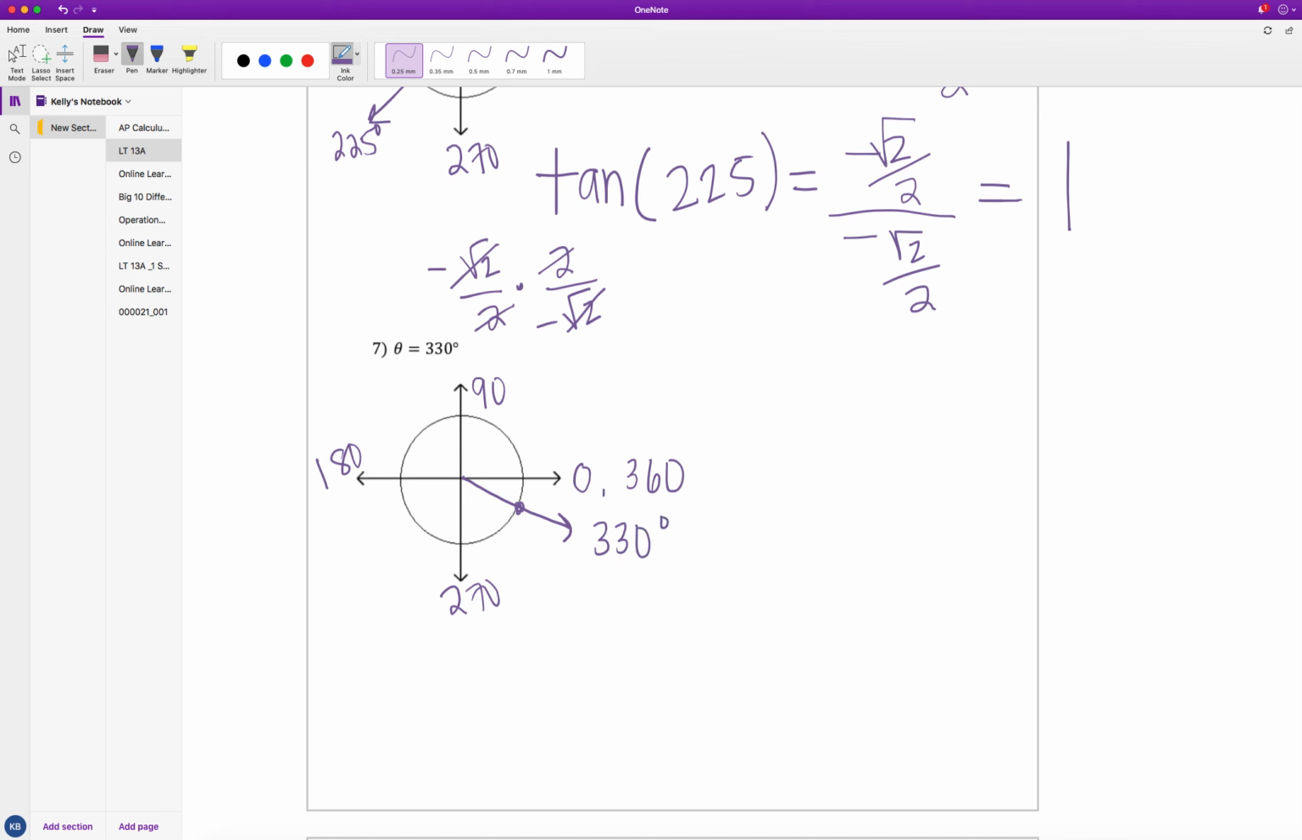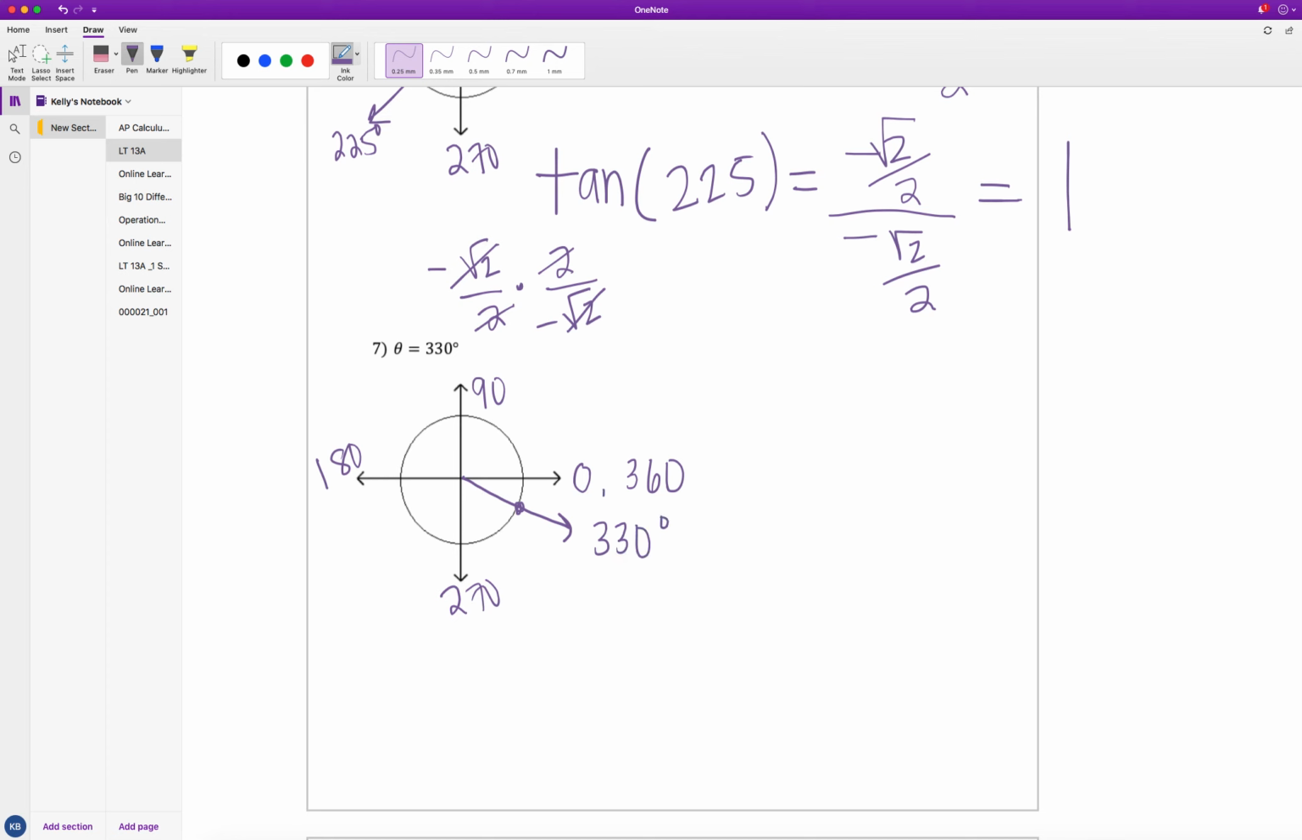Now that we have it labeled, don't forget our hypotenuse. Our hypotenuse is 1. So now that we have it all labeled, let's go ahead and find sine, cosine, and tangent. Now I want you guys to pause the video and do all 3 of these on your own first, and let's see what you get and check it.